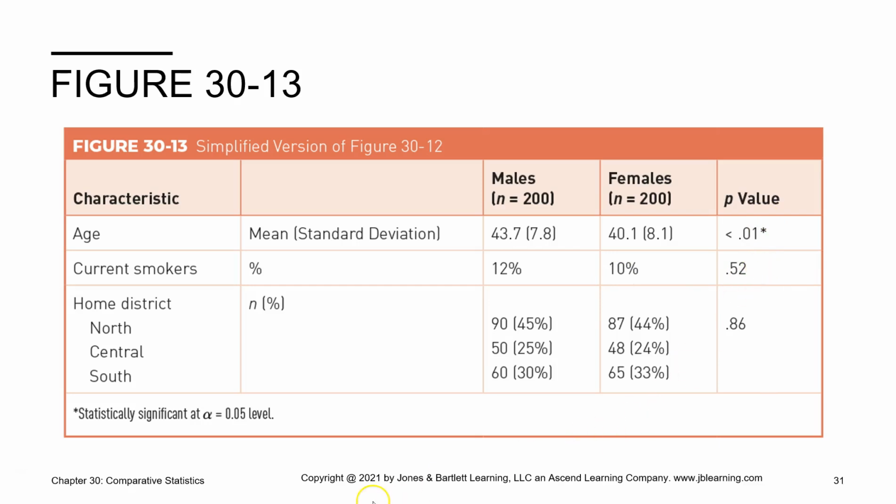Then you can also see here how data can be presented with a frequency and a percentage, and then this is the actual N. So 90 of the males lived in the north, 50 of the males lived in the central, and 60 lived in the south, and then it has the percentage. And then you can see the p-value here, there's no difference between the groups.